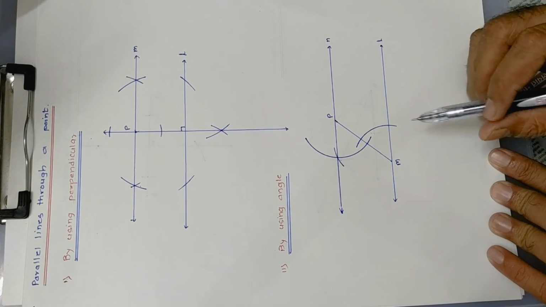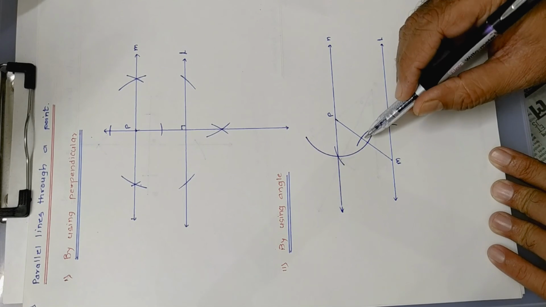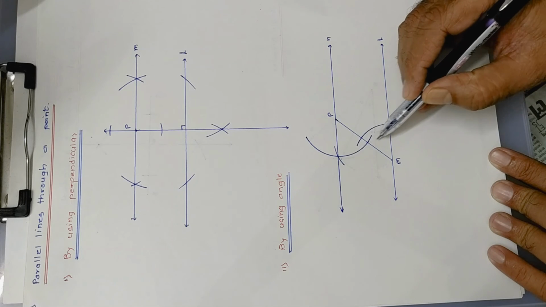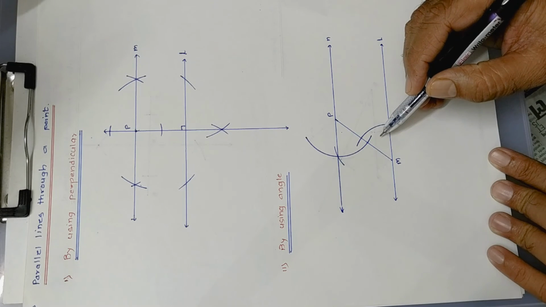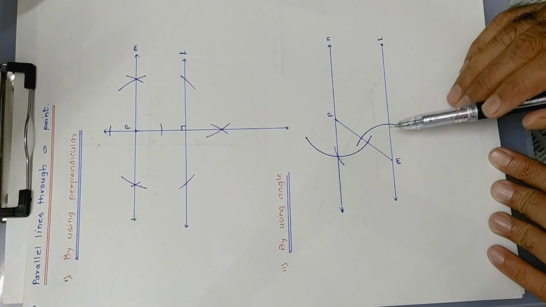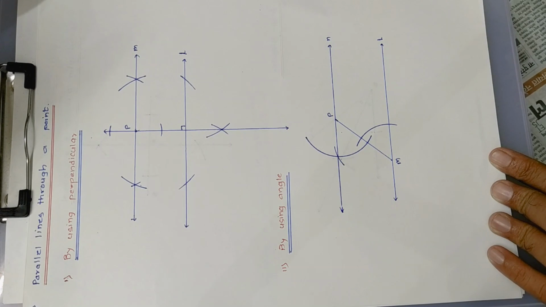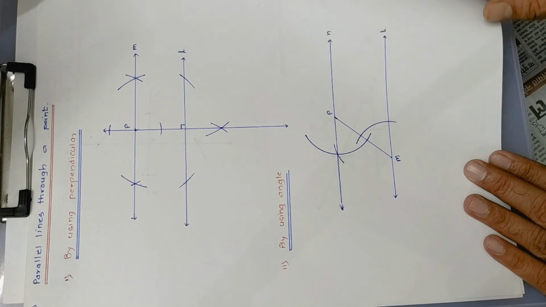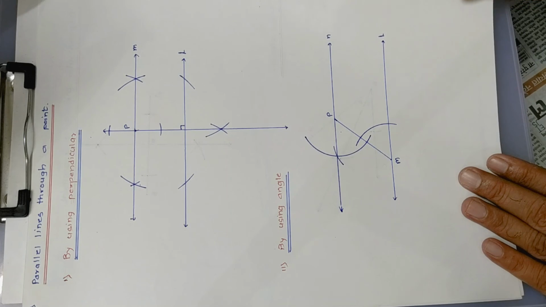Now why do you think that these two lines are parallel to each other? If you see, we have taken congruent angles. This measure of angle is equal to this measure of angle. So these two are alternate angles, correct? They are forming alternate angles. So you know the property of alternate angles: when the alternate angles are congruent, the lines are parallel to each other. So like this we have drawn lines parallel to any line through any point, using two methods. One is the perpendicular method, the second is the angle method. I hope it is clear to you all.